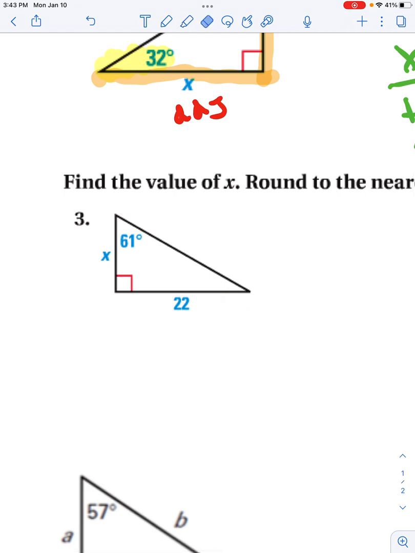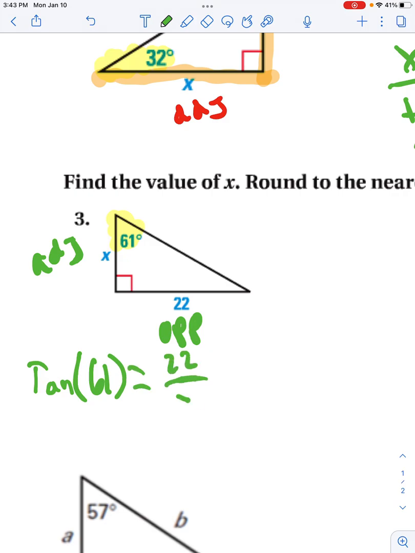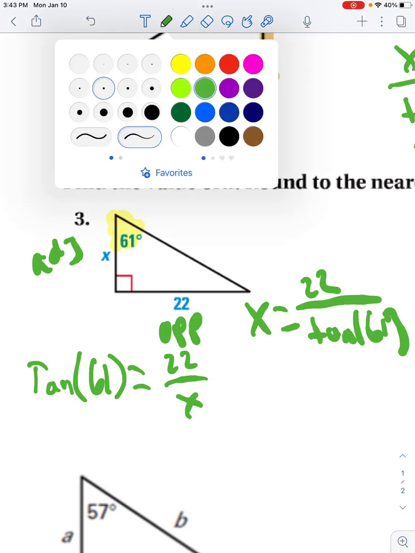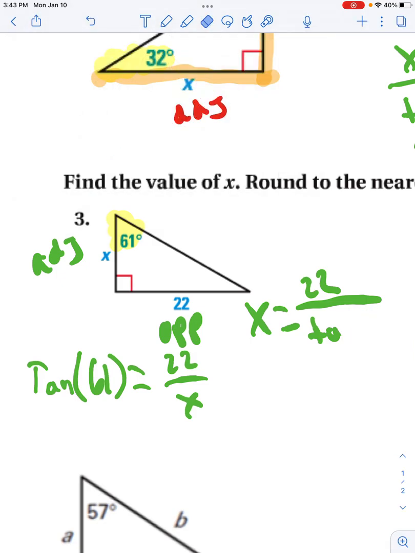So this is not my reference angle. My reference angle is right here. It could be, because if you have two angles, you can figure out the third one, but I'm going to use what they gave me. Opposite, adjacent, so we're going to use tangent again. Tangent of 61 equals 22 over x. Like I just talked about, multiply by x, divide by tangent, and we get x equals 22 over tangent 61.